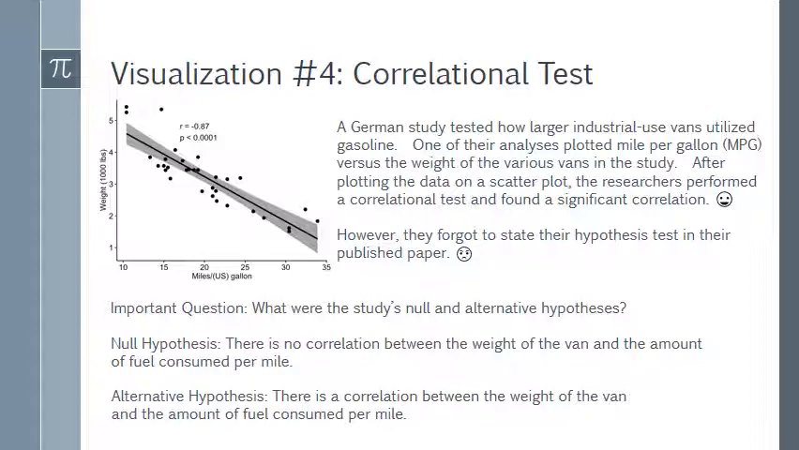So here we're looking at weight and miles per gallon. The important question: what were the study's null and alternative hypotheses? The null hypothesis: there is no correlation between the weight of the van and the amount of fuel consumed per mile. Alternative hypothesis: there is a correlation between the weight of the van and the amount of fuel consumed per mile.